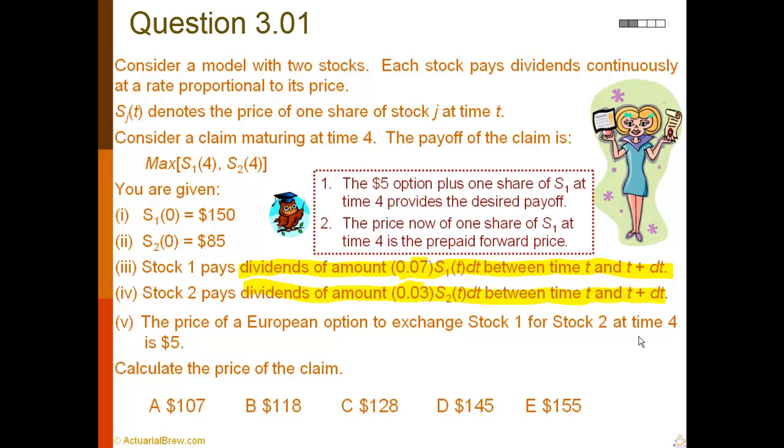And when we think about that option, if we combine that with owning a share of stock 1, then that should provide the desired payoff at time 4. The one thing to be careful about is we just want one share of stock at time 4, and therefore we're going to, at time 0, consider the prepaid forward price of stock 1. I think if you want to, you can answer this question without using much in the way of formulas, but in the solution I will show you how you can use the formulas to answer it.